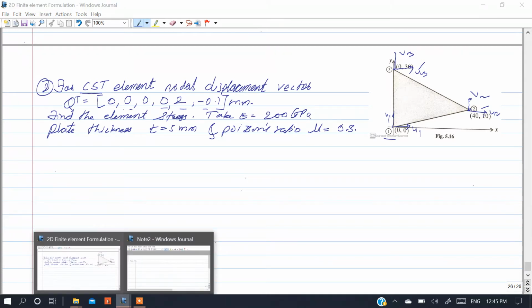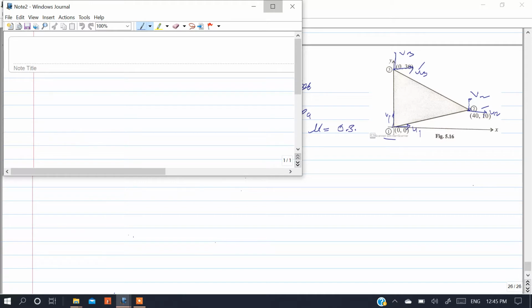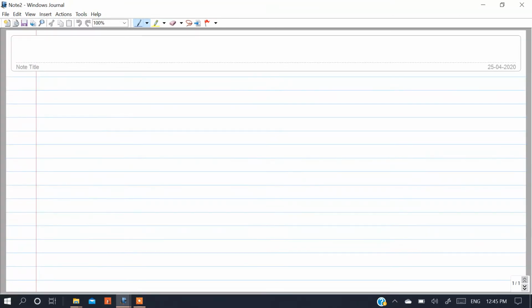Before starting this problem, I will explain some basics. Suppose a triangular element is there, with nodes 1, 2 and 3. We are considering a 3D element and converting that 3D element into a 2D formulation so that the numericals we are going to solve become easier. For this purpose we use the CST, that is the constant strain triangular method. We are considering 1, 2, 3 as the nodes, and we are considering this as a single element.